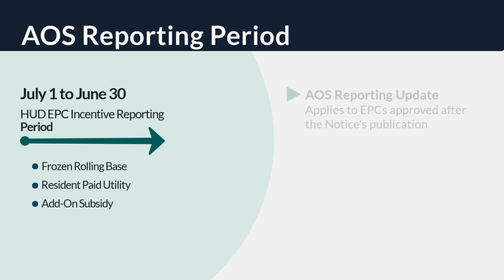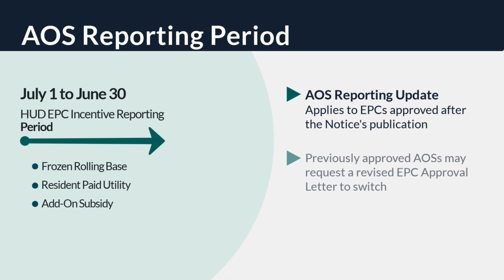This reporting update applies to all EPCs approved after this notice's publication. If your PHA has previously approved AOSs, you may continue using the old calendar year reporting period. But if your PHA wishes to switch to the new July 1st to June 30th reporting cycle, you may contact HUD and request a revised EPC approval letter.